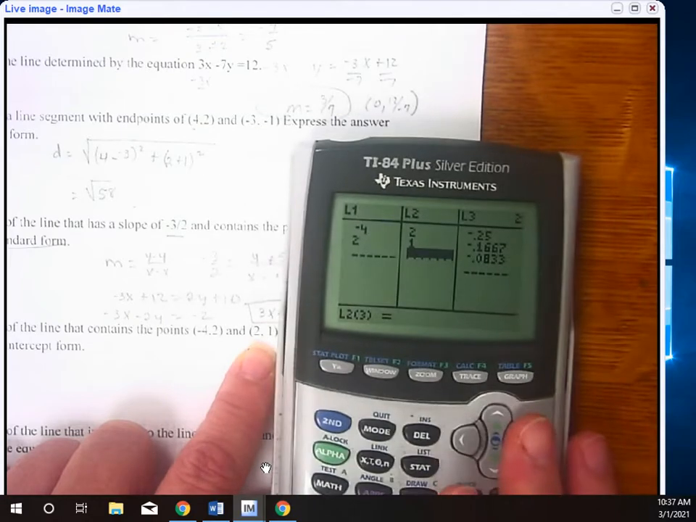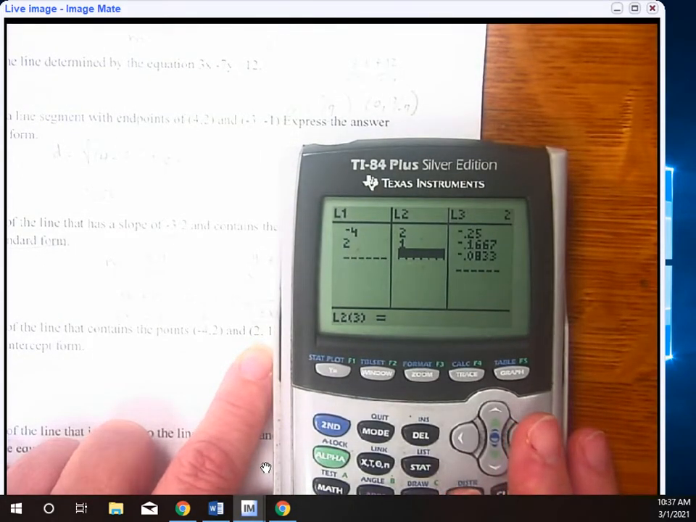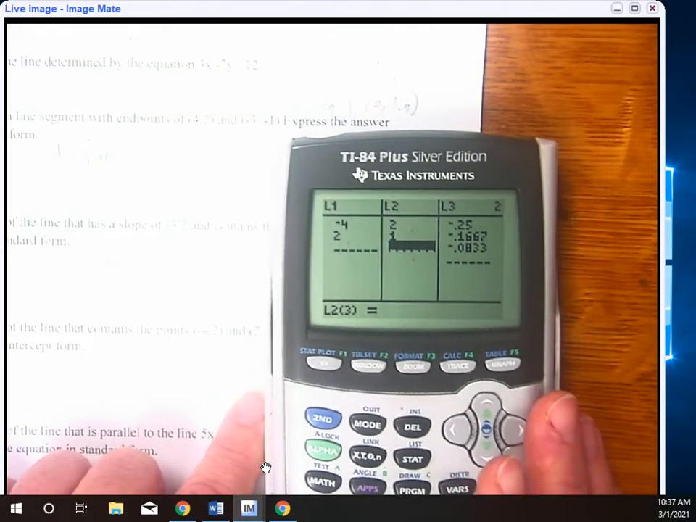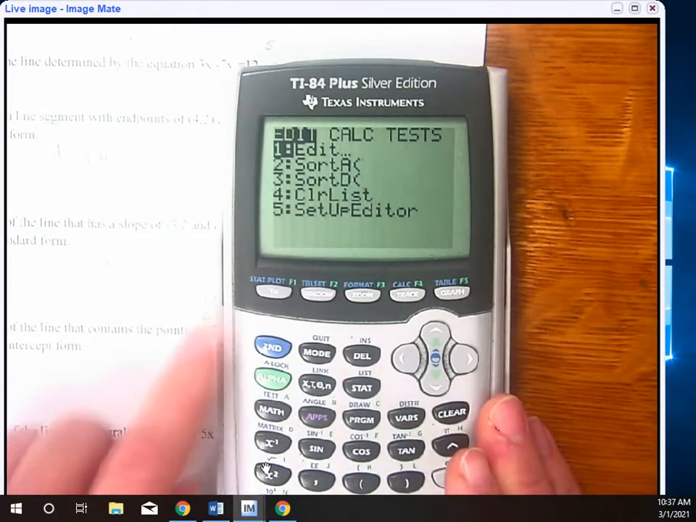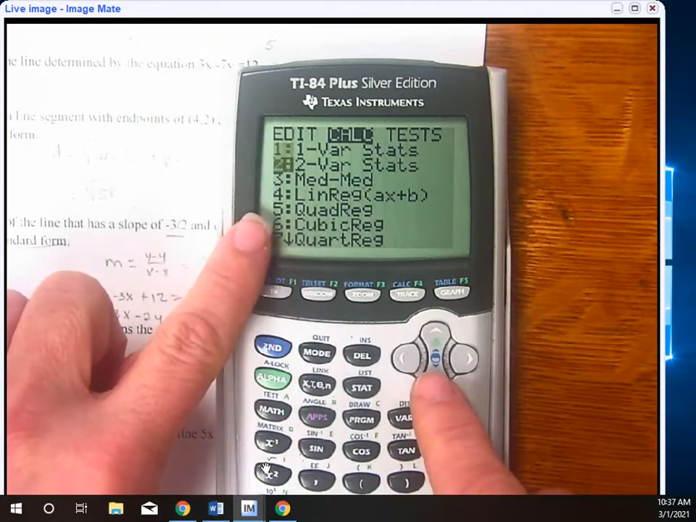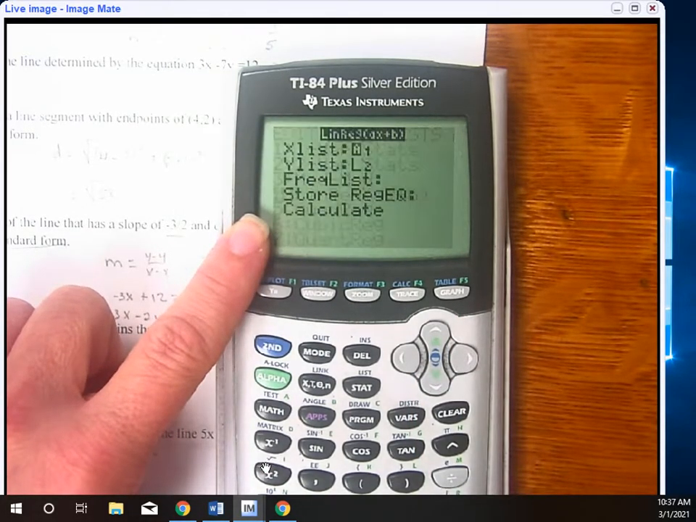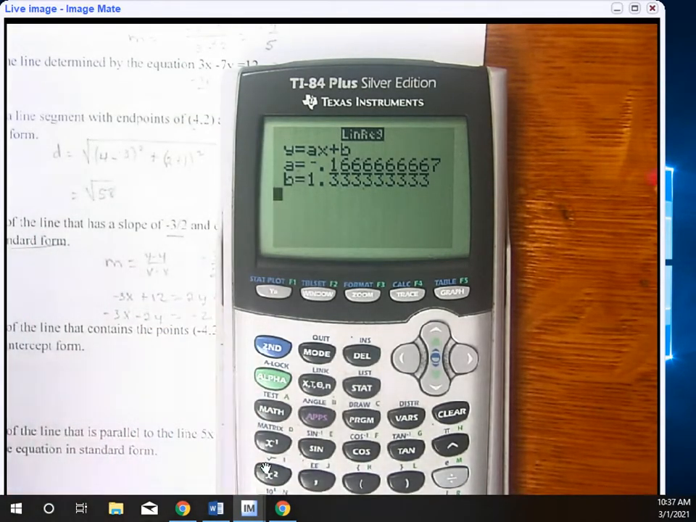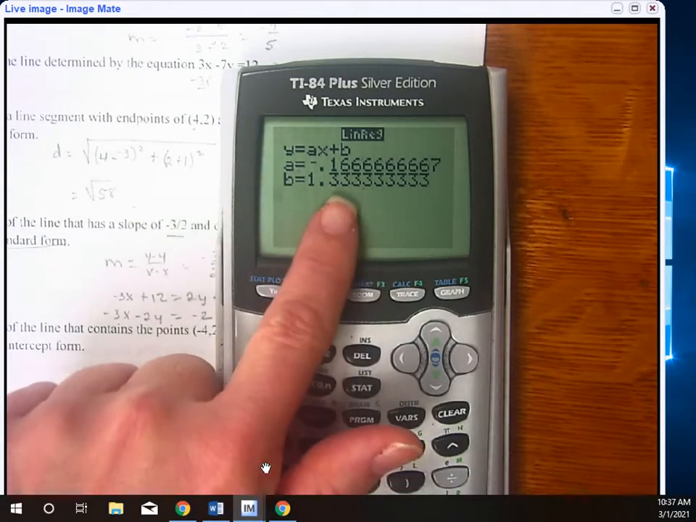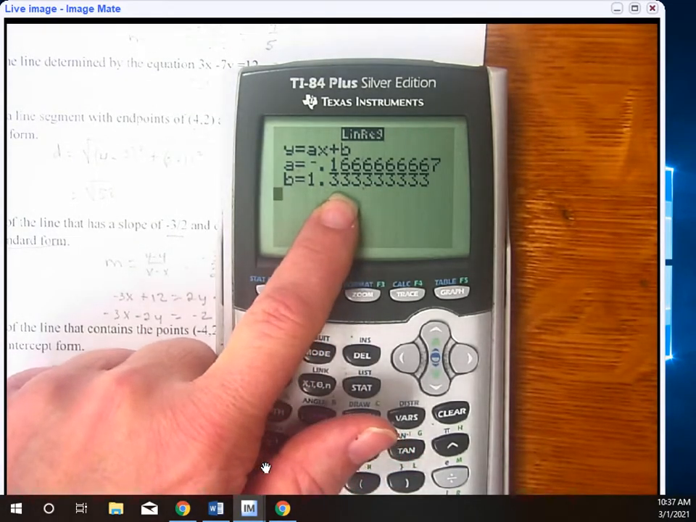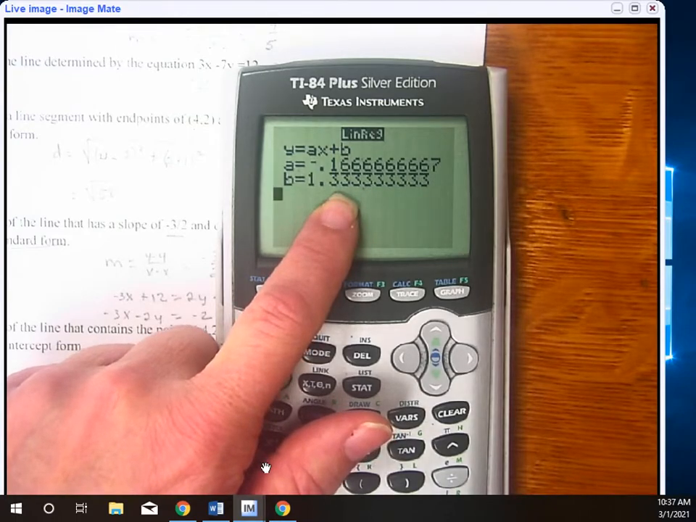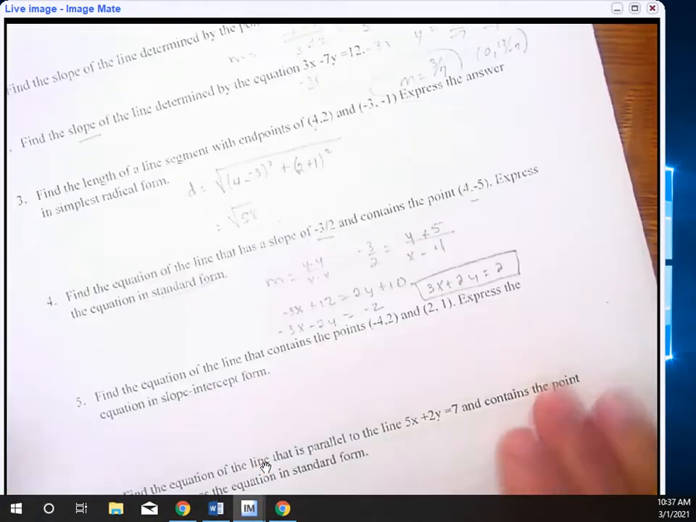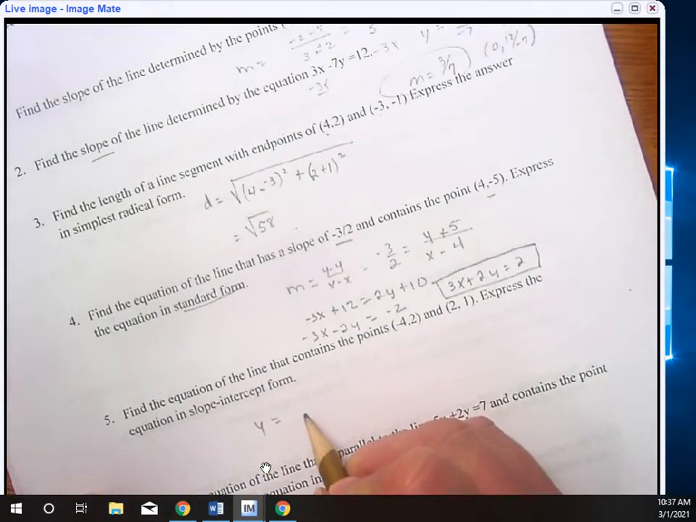So I put my x's in list 1, put my y's in list 2 in the same order. And then where do I go? Stat, calc, and we want the linear regression. And I don't need to store this one. I just calculate it. Now I've got these crazy decimals. 0.3 repeating is a decimal that you should know the fraction for. It's 1/3, so it's 4/3. Slope-intercept form means solve for y.